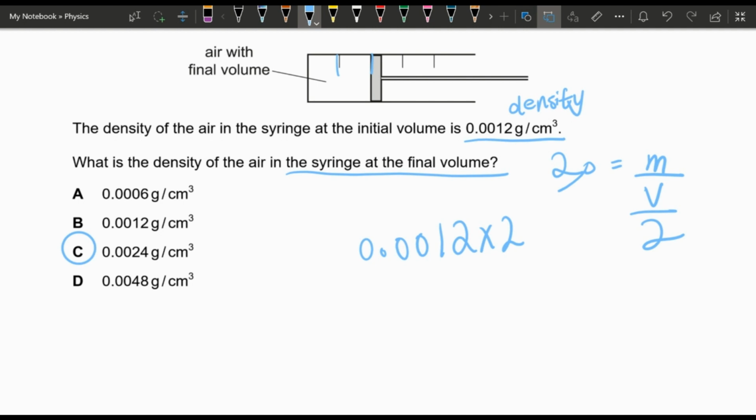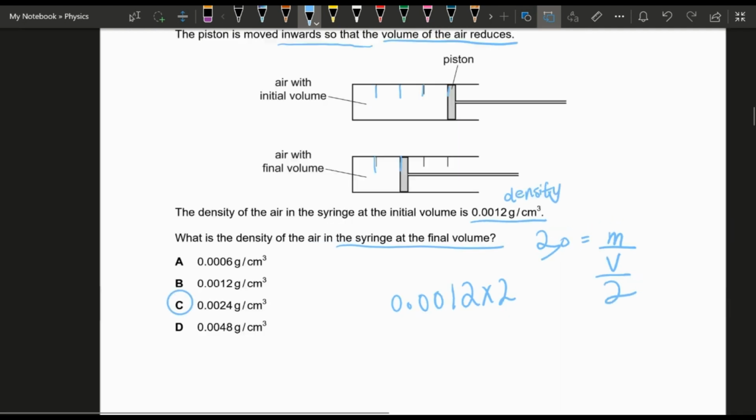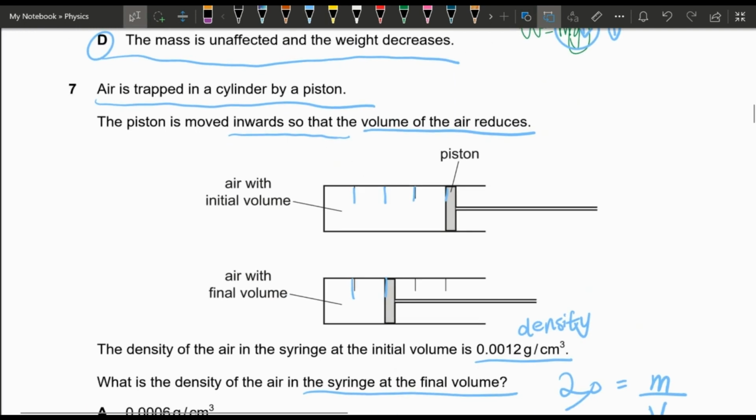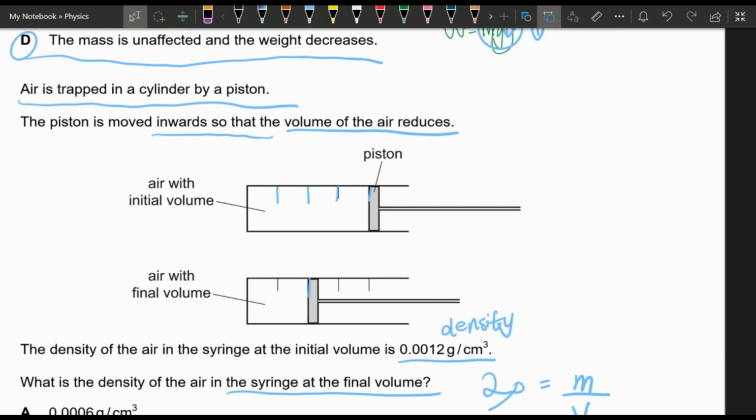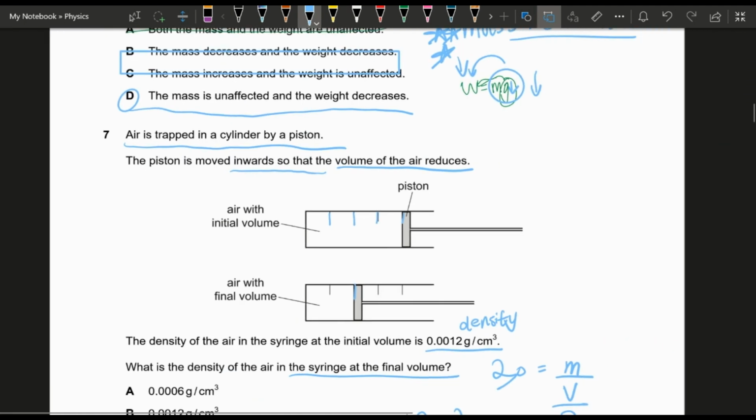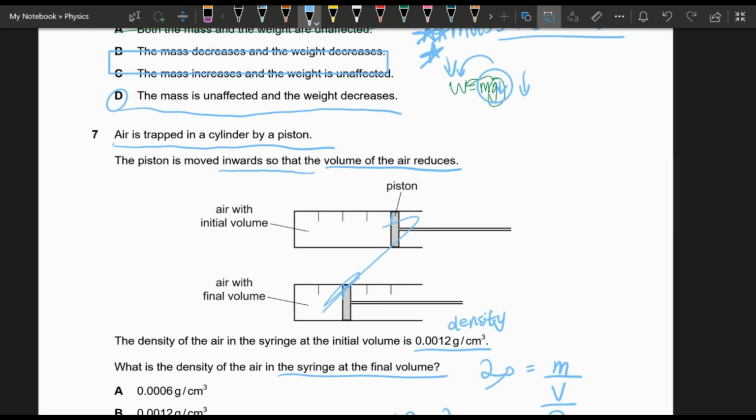Now, yeah, I faced a little difficulty in this, but there's no need to worry. I'll explain it to you again. There was air trapped in a cylinder. There are two cylinders over here, right? Each with pistons. The piston is moved inward so that the volume of air reduces. So the volume of air was reduced by half.